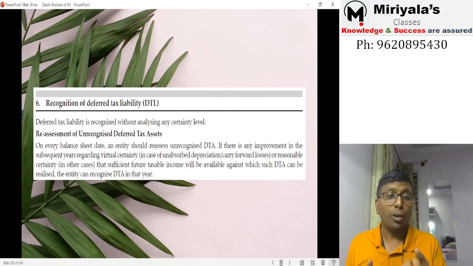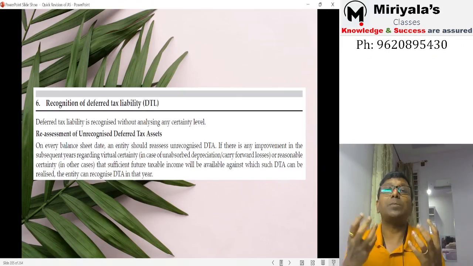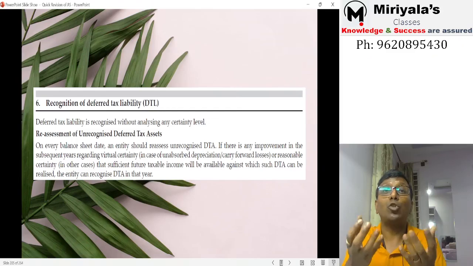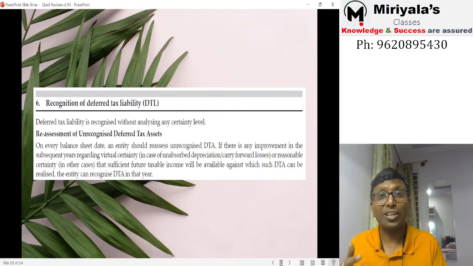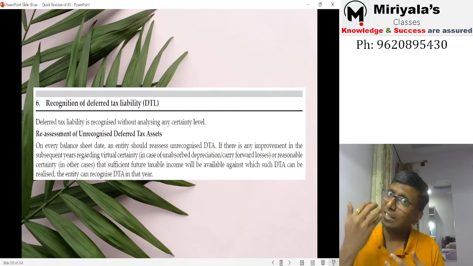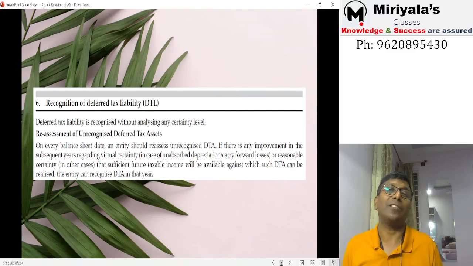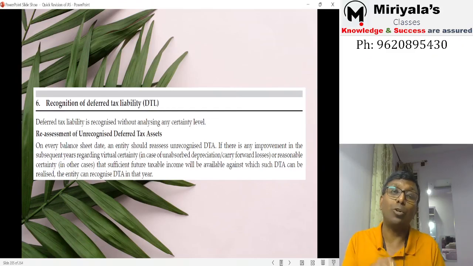For example, you had unabsorbed business losses in the last year. Last year you did not create deferred tax asset because there was no virtual certainty. Now maybe in the next year you got a virtual certainty. Your business picked up, you started making a good amount of profits. If you are able to show me that virtual certainty in the next year, in that year you can recognize the deferred tax asset. It is not that in the year you made the loss, only at that time you should recognize it, otherwise it is lapsed. Nothing like that.